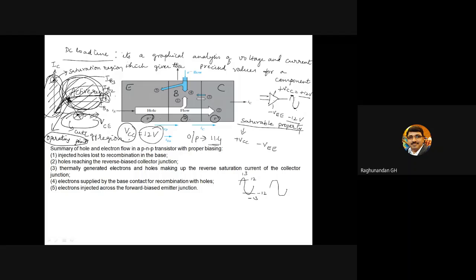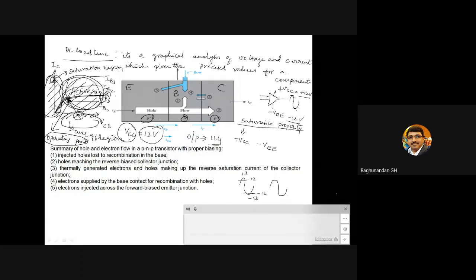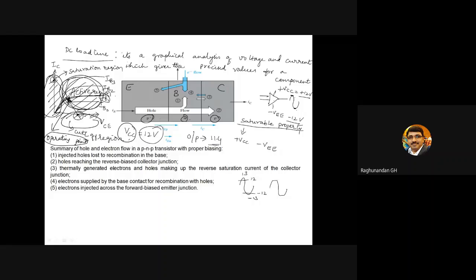So when holes are moving from emitter to base, those holes are known as injected holes. Injected, because they are entering the base, so we call it injecting. What happens here? Recombination happens. Whenever these holes enter into this base, since it has majority charge carriers as electrons, some of the holes combine with the electrons.